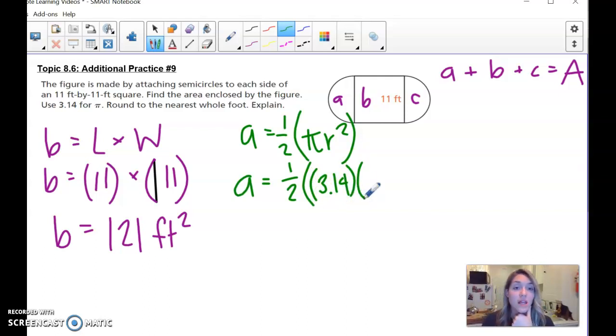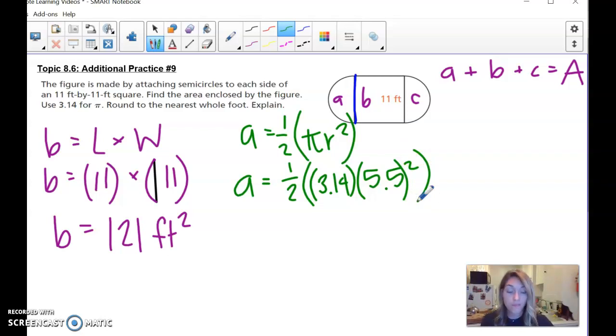Now let's think about this. This is an 11 foot by 11 foot square. So if I'm looking at this square, this line right here is the side of the square, which is 11 feet. And because it's half of a circle, that line also goes through the middle of a full circle. So if that was a full circle, that line would be the diameter, which means that the radius would be half of that. So half of 11 is 5.5. That's squared. So I'm going to start by putting 5.5 into my calculator, and I'm going to square it.